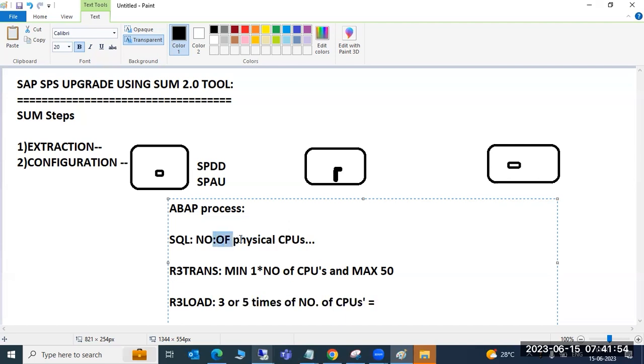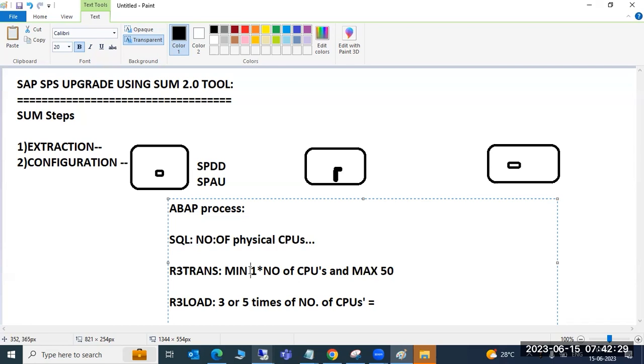For R3 trans, the maximum is 50 and the minimum is the number of CPUs, so with 4 CPUs, minimum 4 we can give. Suppose the SQL process and R3 trans are both the same here, and we have 60 CPUs, then you could give 60 processes, but here we have to give only 50. Why? Because the limitation is that the maximum number of R3 trans processes is 50. Minimum is 1 into the number of CPUs.